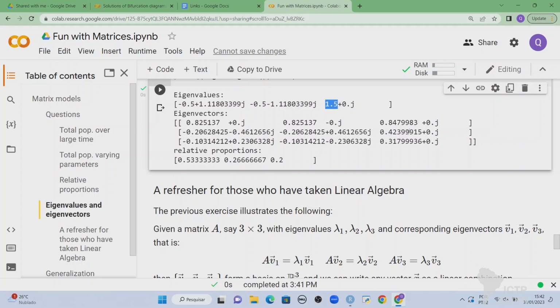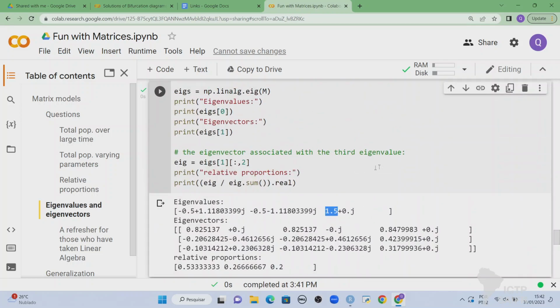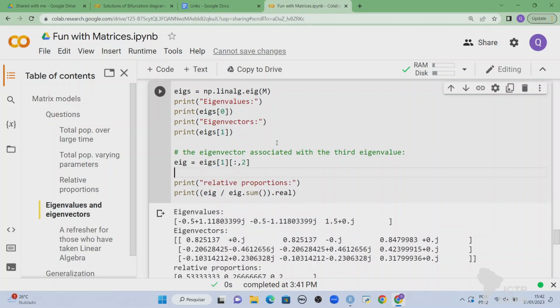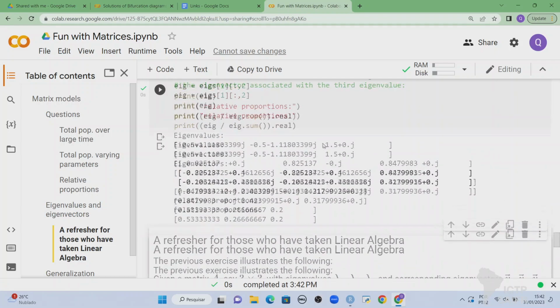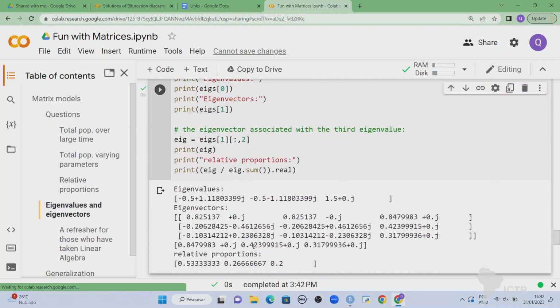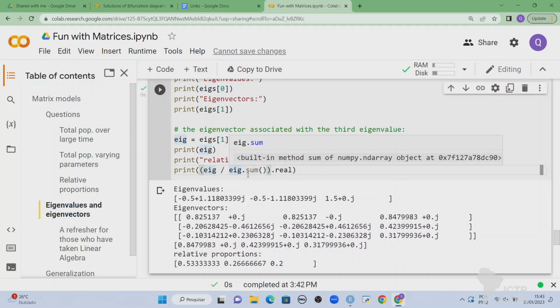So let me print this last column here, the third column of the eigenvectors. 0.8, 0.4, 0.3. These don't sum to 1, so if I divide them by the sum to make it sum to 1, just like we did with the populations, what are the proportions? This is 0.53, 0.26, 0.2.